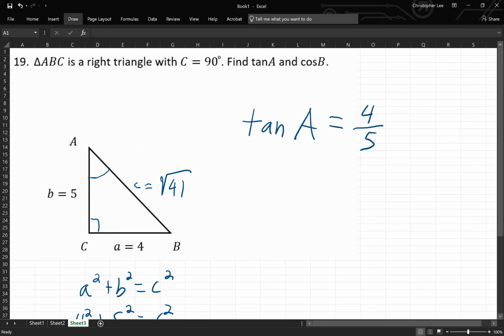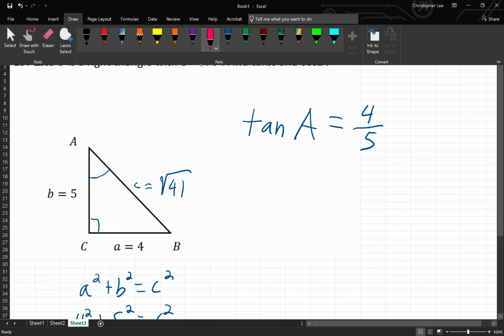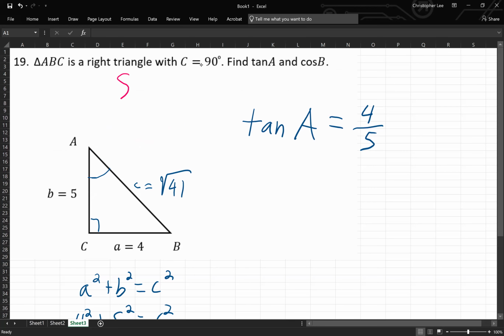Let's say that you're like me and you couldn't remember that tan was opposite over adjacent. There's a little saying that we have: SOH CAH TOA. Sine is opposite over hypotenuse. Cosine is adjacent over hypotenuse. Tan is opposite over adjacent, right?